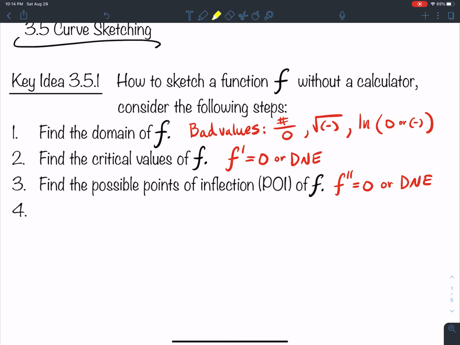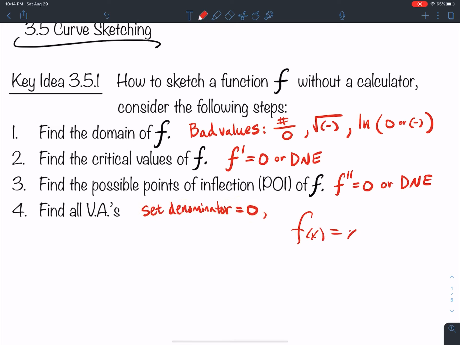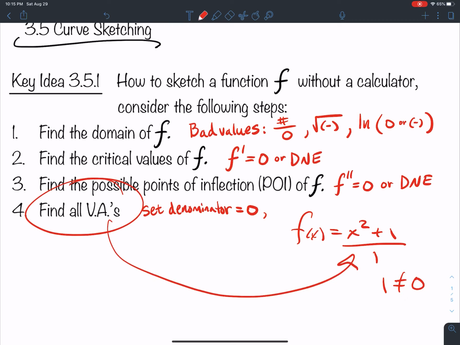Number 4, I want to find all vertical asymptotes. So how do I get a vertical asymptote? I just take the denominator, set it equal to 0. If there's no denominator, like say it was f of x equals x squared plus 1, guys, the denominator here is technically 1. Guess what? 1 can never equal 0. So are there any vertical asymptotes for the parabola?